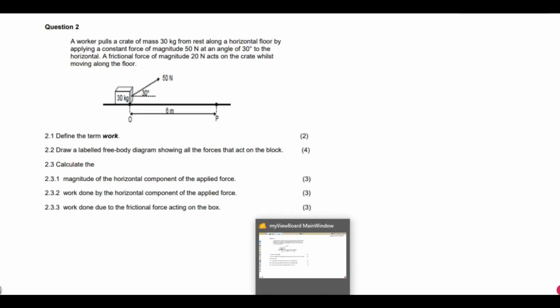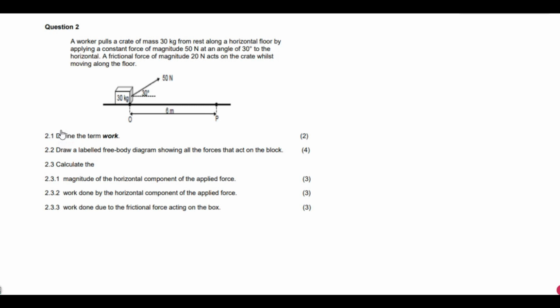We are given this object right here. It says that a worker pulls a crate of mass 30 kg from rest along a horizontal floor by applying a constant force of magnitude 50 newtons at an angle of 30 degrees. And again, remember what I said. As soon as an angle is measured with respect to that, what do you have to do? You have to resolve it back to its components so that you can use theta equals 0 degrees, theta equals 180 degrees, or theta equals 90 degrees for the work done. And a frictional force of magnitude 20 newtons acts on the crate while it's moving along the floor.